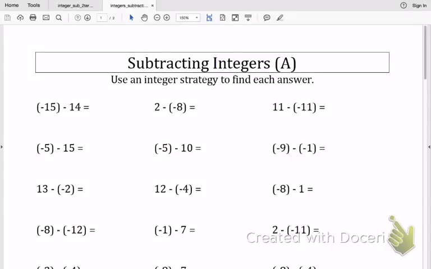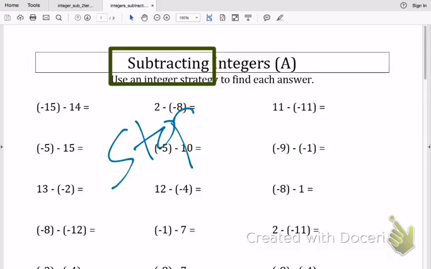Alright, ladies and gentlemen, welcome to the second video on integers. This one is subtracting integers. You can tell because it literally says subtracting on your screen. Congratulations.